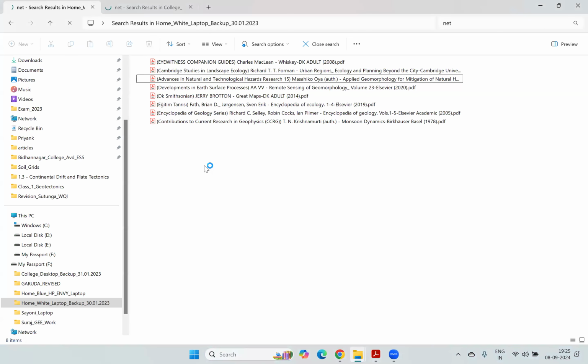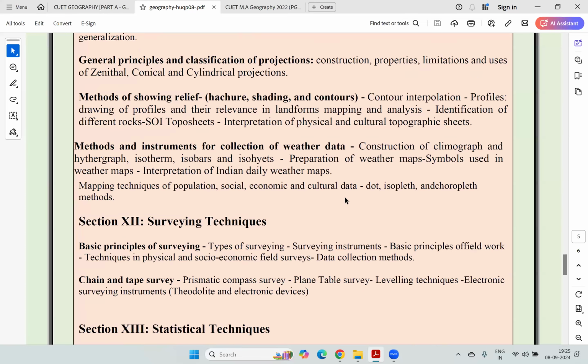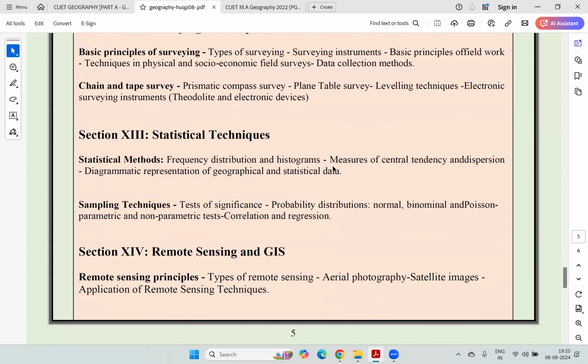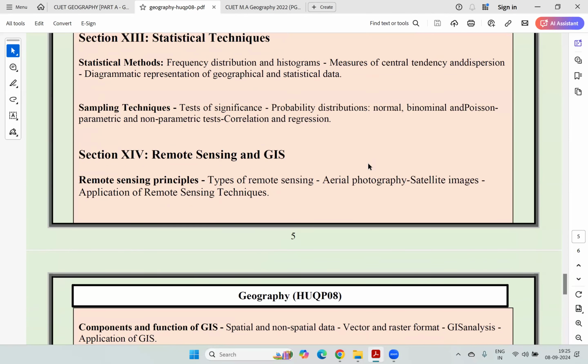Where you have scales, then projections, topo sheets are taught everywhere, so you should expect questions on that. Surveying techniques, weather data collection, then statistics. There are different kinds of MCQ questions that are possible on statistics, and that's something you can keep in mind.